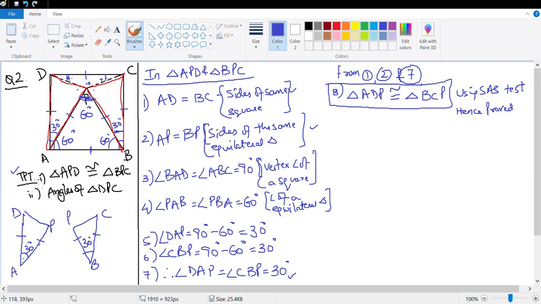Let's see. So now I notice in triangle ADP, these two sides are equal. So what does it make triangle DAP? Yes, it makes it an isosceles triangle. So let this be X and this will also be X because this is an isosceles triangle and base angles will be equal. Similarly, triangle CBP is also isosceles. So let this be angle Y.